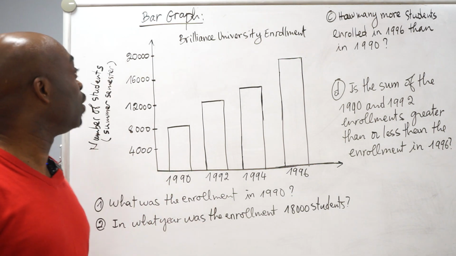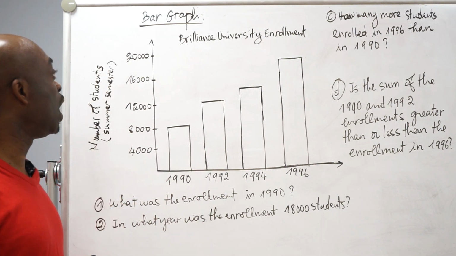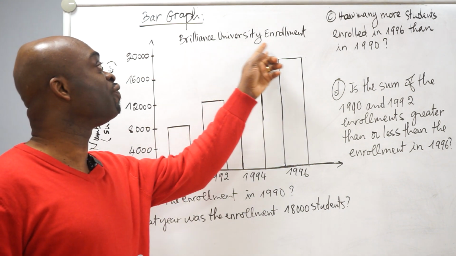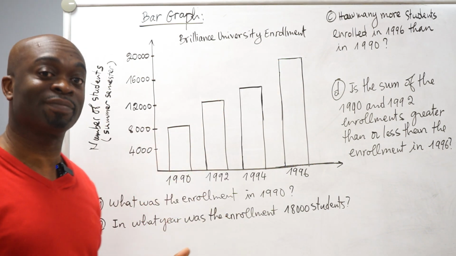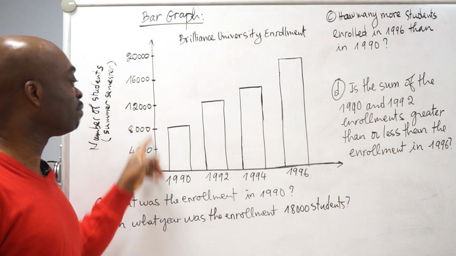Guys, we're talking about bar graphs here. This is the Brilliance University enrollment for students. We're talking about student enrollment here. So we have the graph here.